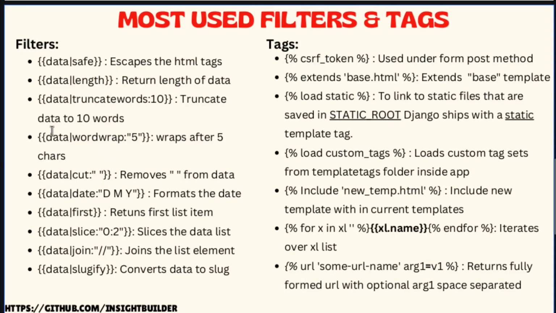The syntax of the filter. So filter starts with the pipe symbol. On the left side of the pipe symbol is the actual variable, and on the right side is the filter name. So this is a filter name, and if the filter is going to have any kind of arguments, then it is given after the colon, and the arguments are inside the double quotes. So this is how the syntax of the filter works.